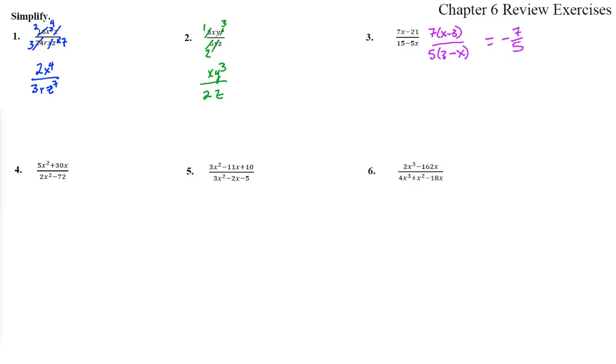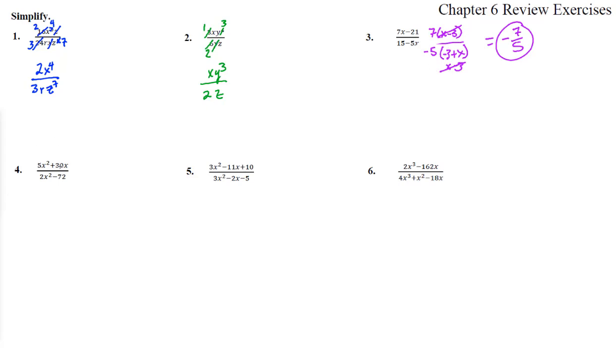But if you didn't quite see how that worked, let's go back and redo that one just a little bit. Take a -5 out. And you'll notice we are left with a -3 and a plus x, which is the same as x minus 3. And then they cancel just fine, and we're left with -7/5. So if you see them in reversed order with a negative sign, that means they're opposite of each other. They cancel to a -1.